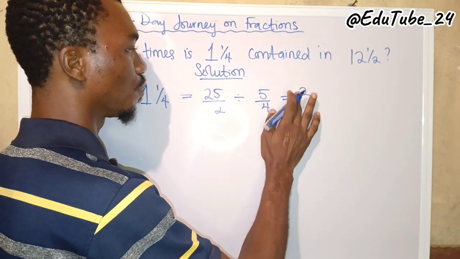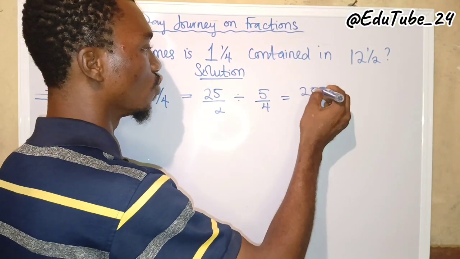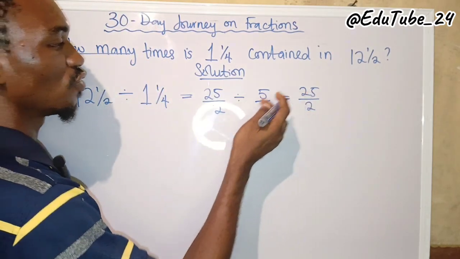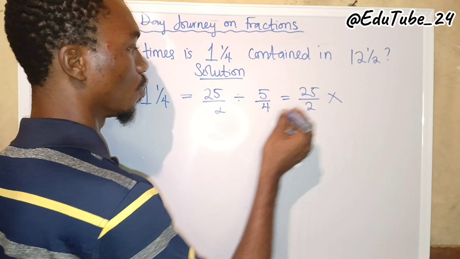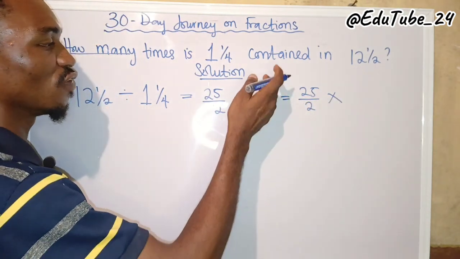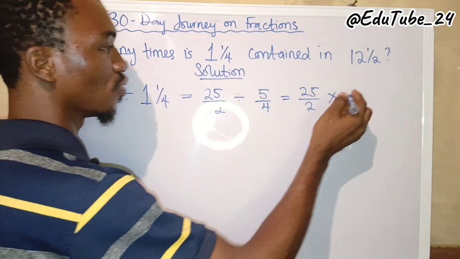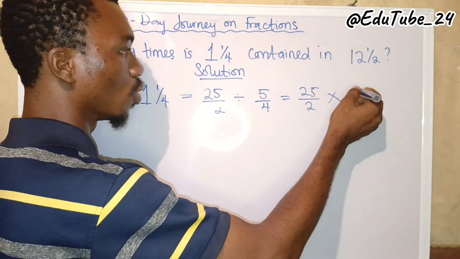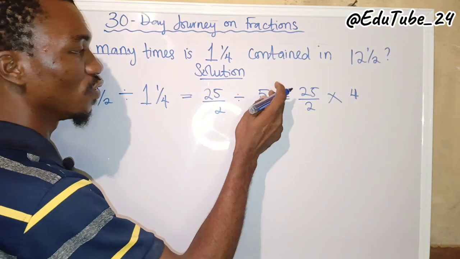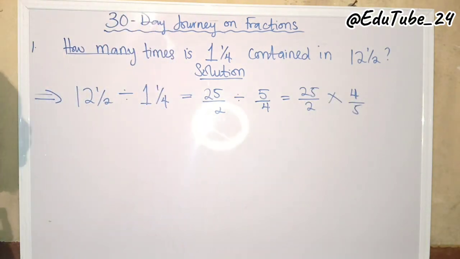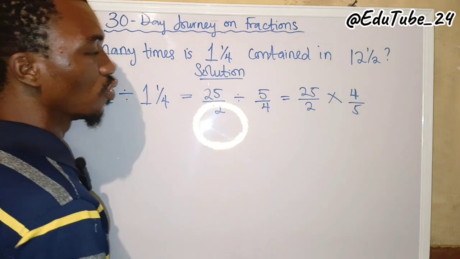It means that we're still going to write our 25 over 2, and then this divide changes to times, and then this divide turning to times, we invert this 5 over 4. Inverting means the 4, which is the denominator, will come to the top and become the numerator, and this 5, which is the numerator, will become the denominator. And from here on, you can look for work and divide.